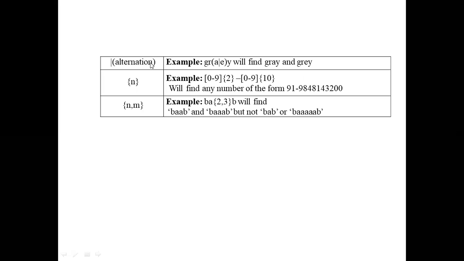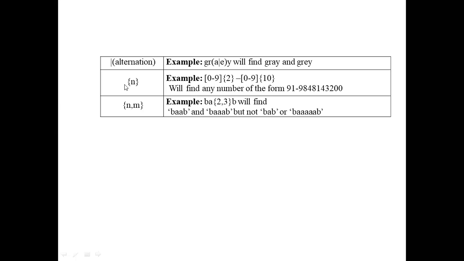So alternation means either the left-hand or right-hand, that is, the character to the left of the pipe symbol or the character to the right of the pipe symbol. If you take the left character, GRAY; if you take the right character, GREY. So gr(a|e)y will find gray or grey.